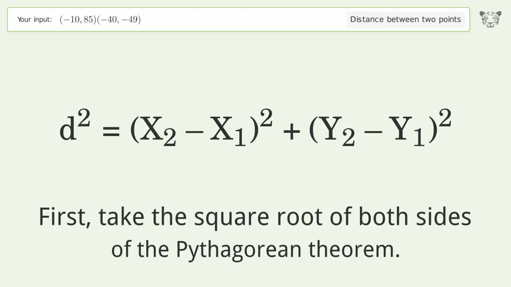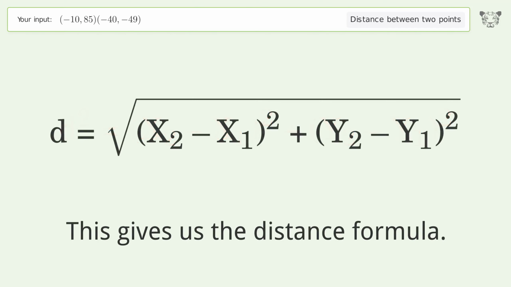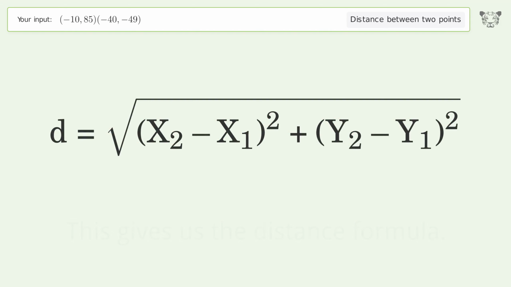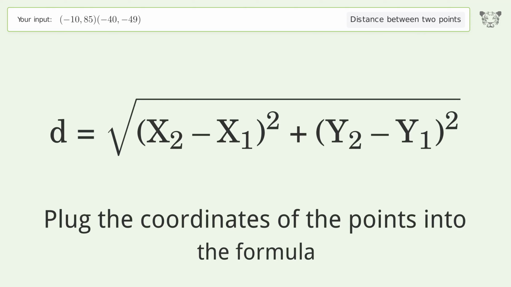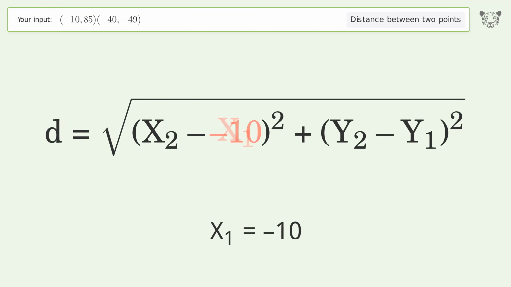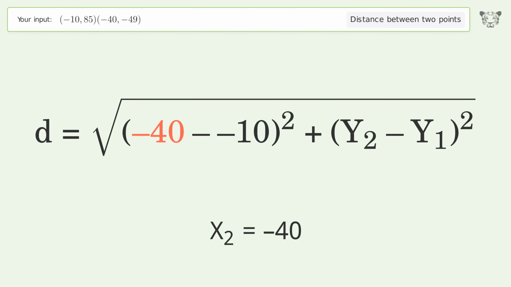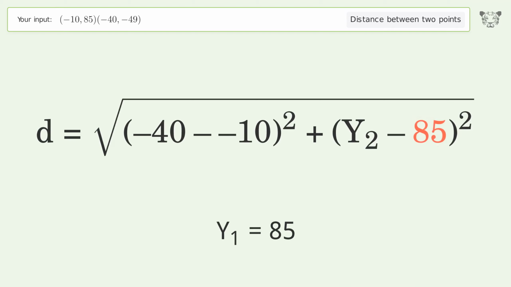First, take the square root of both sides of the Pythagorean theorem. This gives us the distance formula. Plug the coordinates of the points into the formula. x1 equals -10. x2 equals -40. y1 equals 85. y2 equals -49.